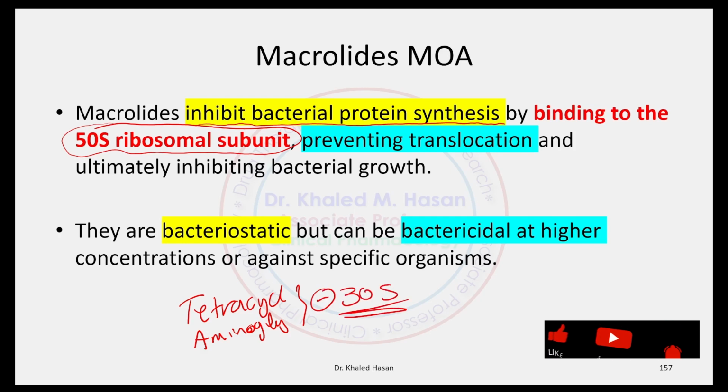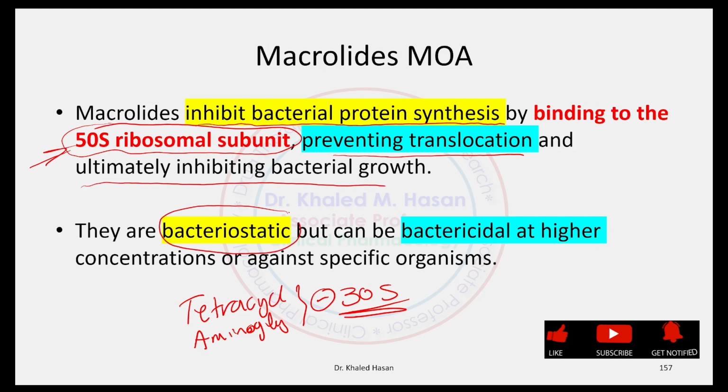On the other hand, macrolides bind to the 50S ribosomal subunit, and this will prevent translocation of the RNA and inhibit growth of the bacteria. Macrolides in general are considered bacteriostatic, but at higher concentrations, macrolides become bactericidal.